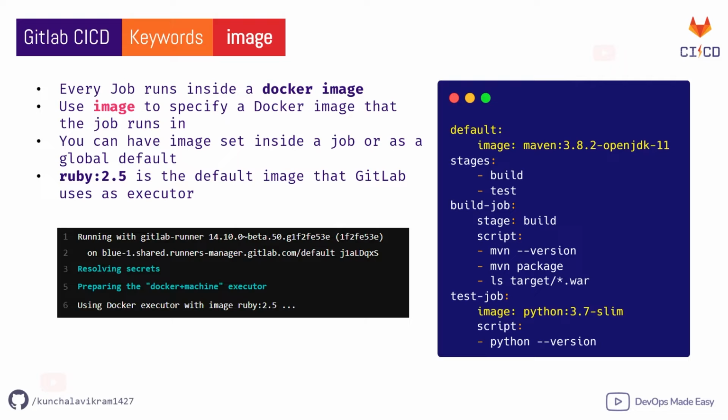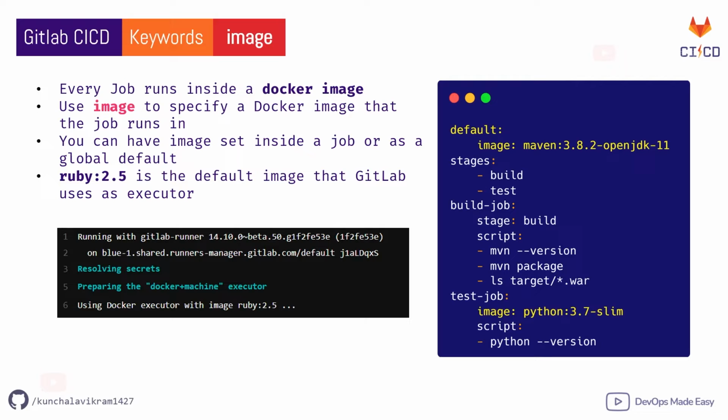Every job in your CI/CD pipeline runs inside a Docker container. This is much better because instead of us provisioning an environment that is required to run a job, we can run it in a pre-existing Docker image. That will provide the necessary execution environment.